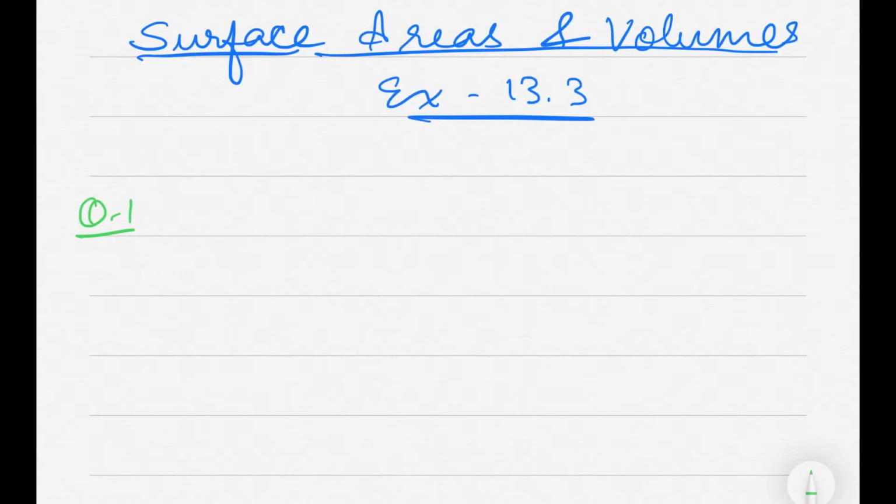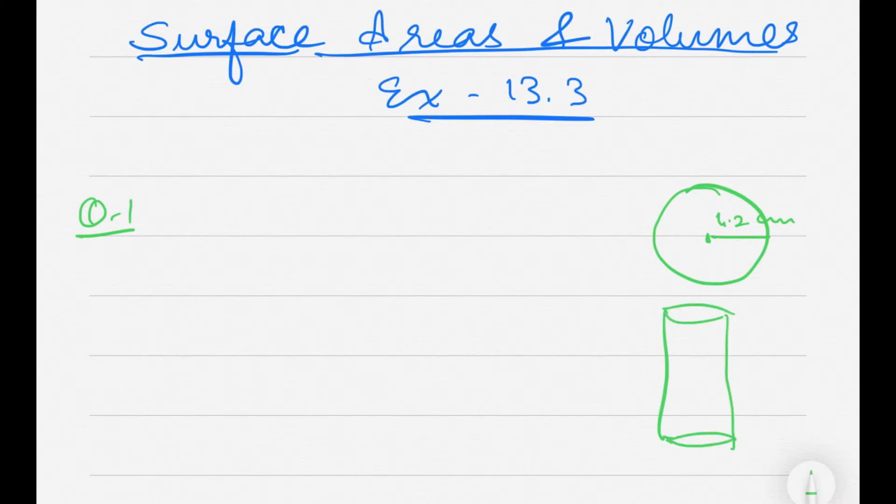Okay, so now here they say metallic sphere. So suppose this is your metallic sphere. Diagrams are really helpful always. Of radius 4.2 centimeter. Now it is melted and recast into the shape of a cylinder. So now this has been made into this cylinder, and the radius is 6 centimeter for this cylinder. So this is 6 centimeter radius, right? And I have to find the height. Okay, height is to be found out.